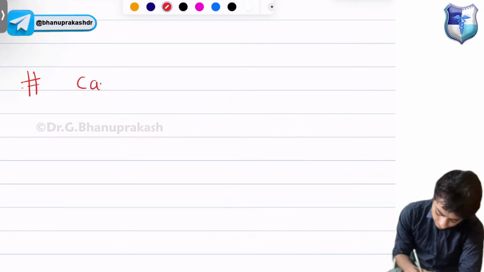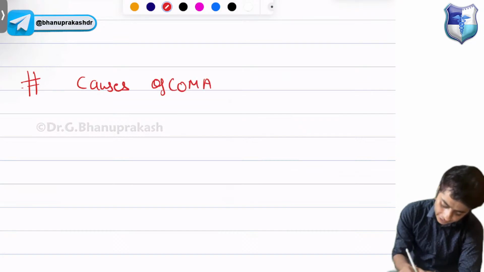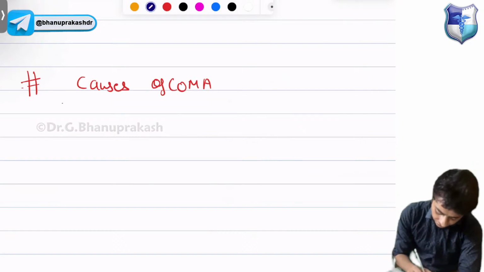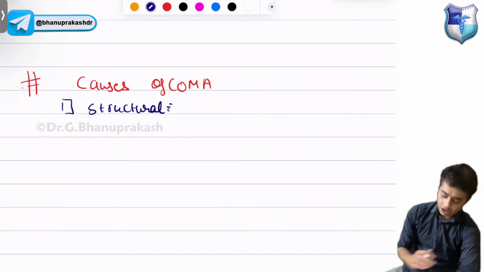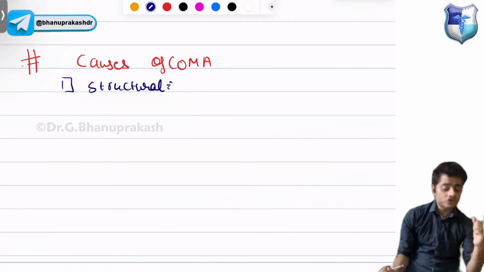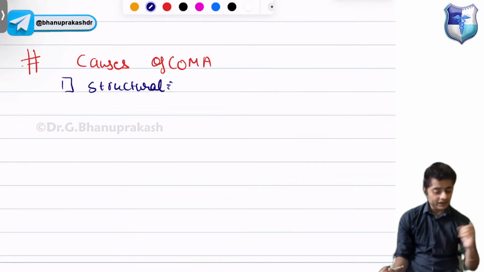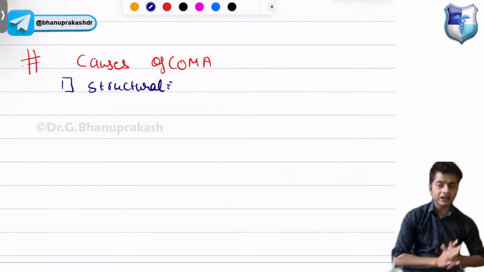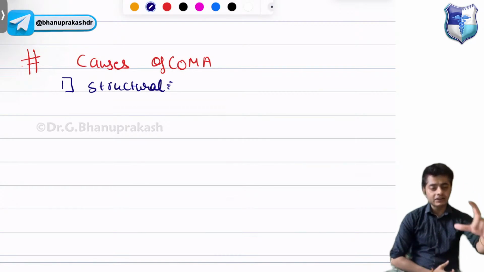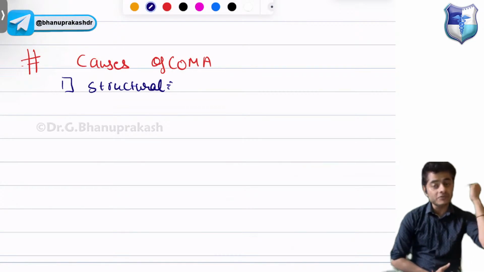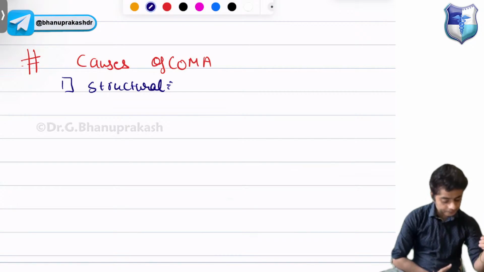So, causes of coma can be divided into two headings. First are your structural causes. So what can the structural causes of coma be? Just tell me in the comment section. There is a patient of coma, and I am saying this patient has suffered from coma due to some structural damage to the brain.